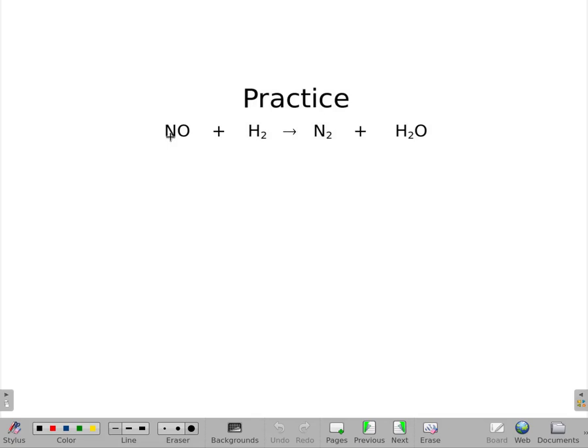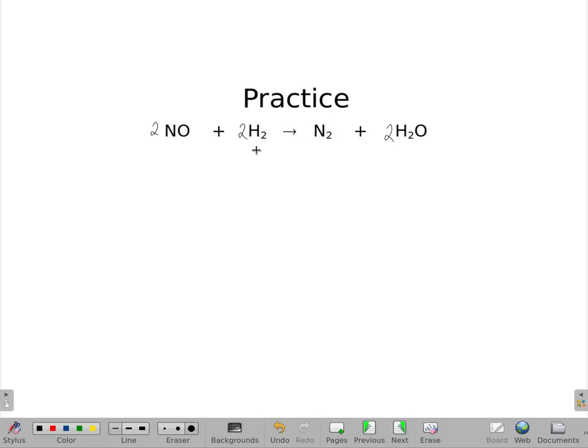So I have 1 N and 2 N's. So I'm immediately changing that to a 2 because that gives me my 2 nitrogens. Now I have 2 oxygens, so I need 2 waters because of those oxygens. And that created 4 hydrogens, so I need 4 hydrogens.